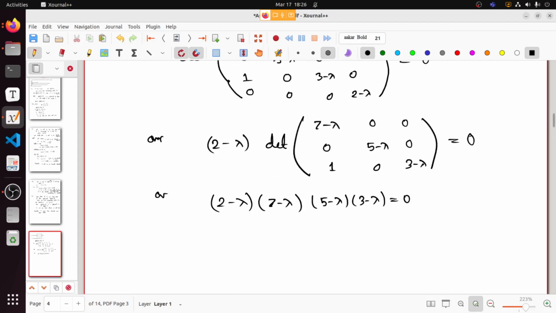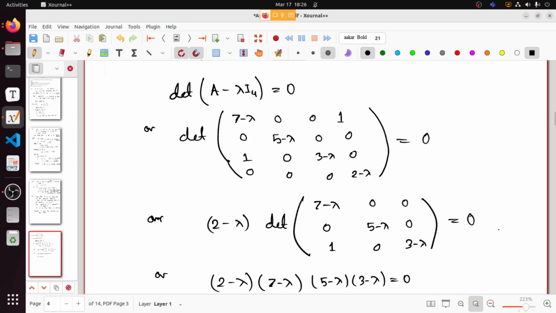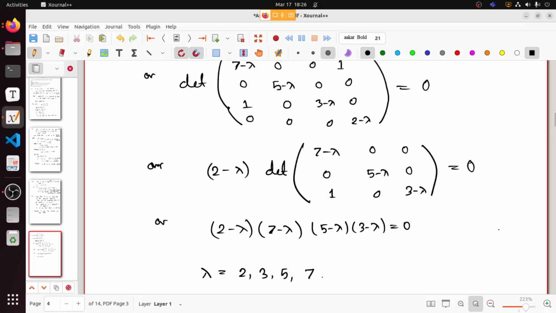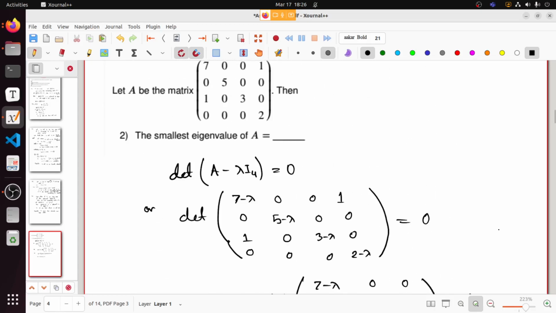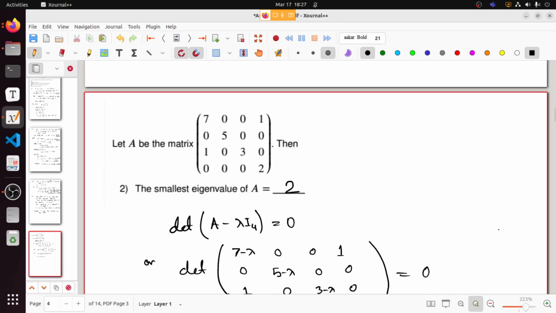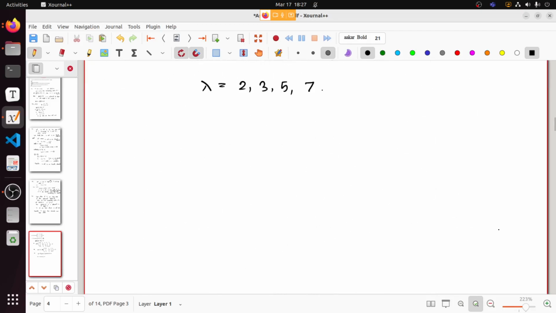So these are 4 factors, so lambda will be 2, 3, 5, 7. These are the 4 roots of this polynomial. So among them, which is the smallest? 2 is the smallest eigenvalue of A. So 2 is the answer, right? So question number 2 is done.